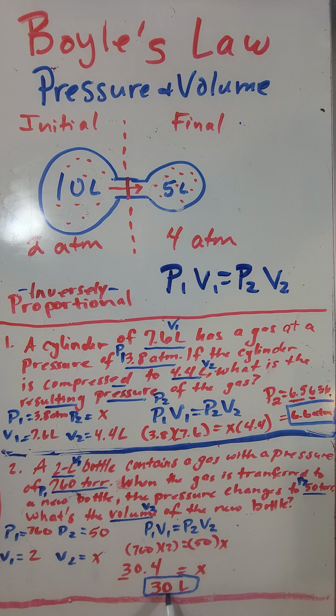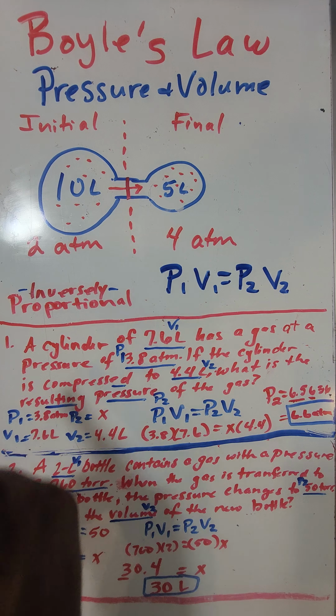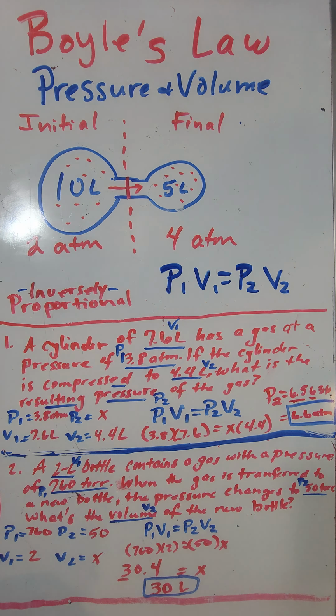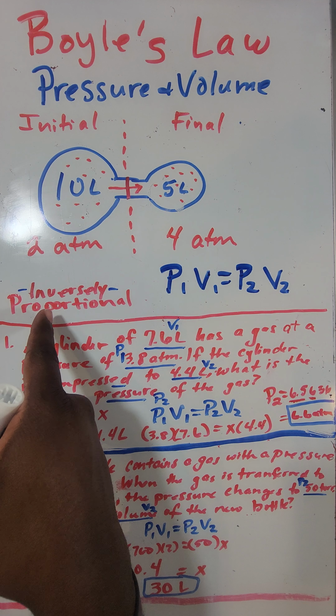All right, again, that 0 is not significant because there's not a decimal behind it. If there was a decimal here, then that 0 would be significant, but no decimal, that's not significant. Only significant digit is the 3. All right, and that is Boyle's law. Again, relationship between pressure and volume. As one goes up, the other one goes down, so it makes them inversely proportional.